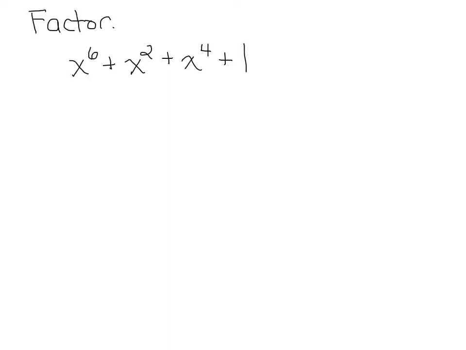In this example, we're going to factor a polynomial by grouping. By grouping, we're going to split this polynomial in half, and we're going to look at the first group. We're going to factor out the greatest common factor from that first group. The greatest common factor is x squared.